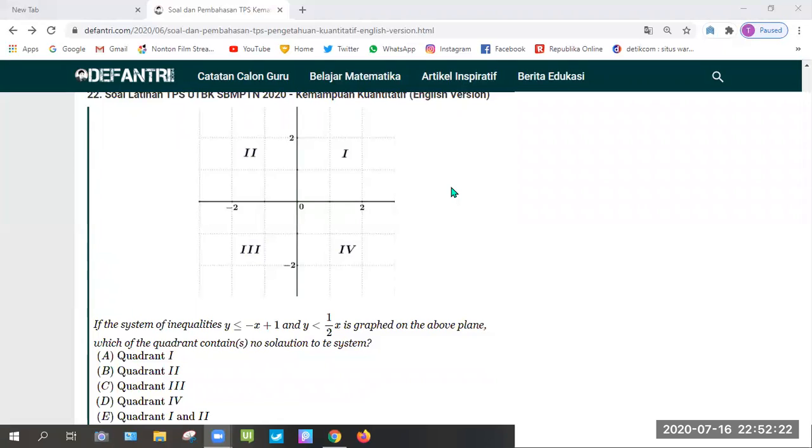Wait a minute, okay. Let me think. So first we need to draw a line, okay? We need to draw a line from here to here, but make it not connected. Okay. I'm sorry, it is not straight. Okay, I'm sorry.